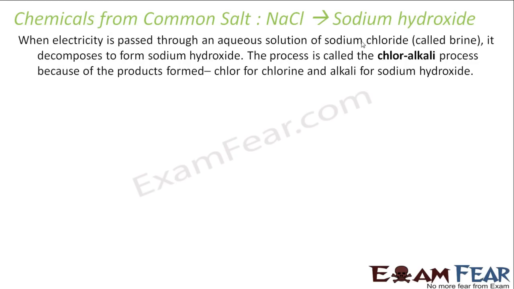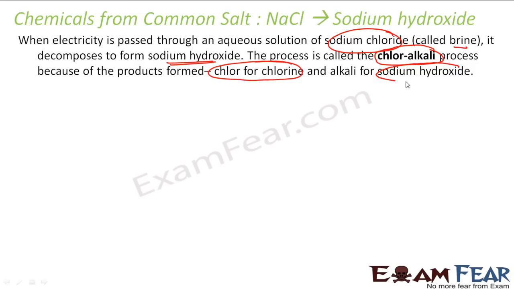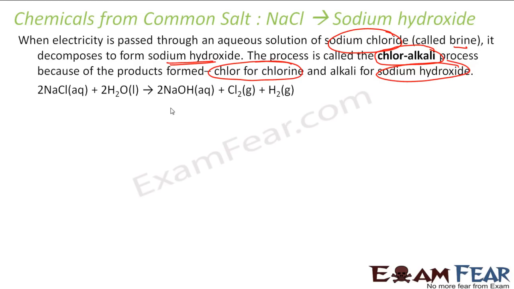When electricity is passed through an aqueous solution of sodium chloride, that is the salt water called brine, it decomposes to form sodium hydroxide, and this process is called the chloralkali process, because chlorine and an alkali, the sodium hydroxide, are formed, right? So the reaction is like this. You have this sodium chloride, this common salt, you add water, you get an aqueous solution, you pass electricity, so it gives sodium hydroxide, chlorine and hydrogen gas.